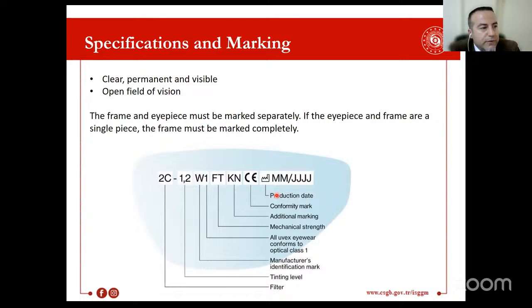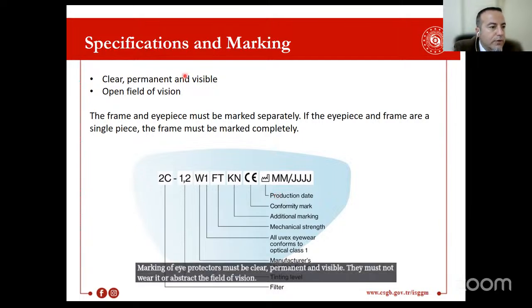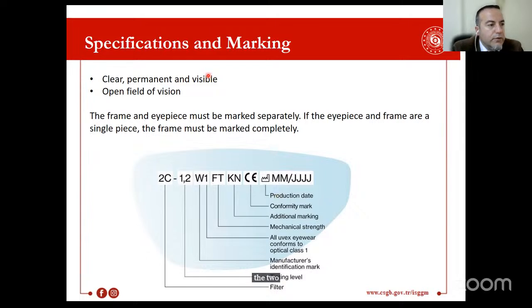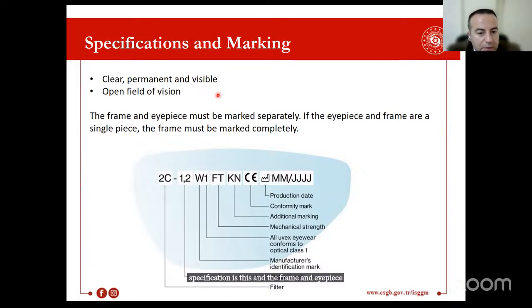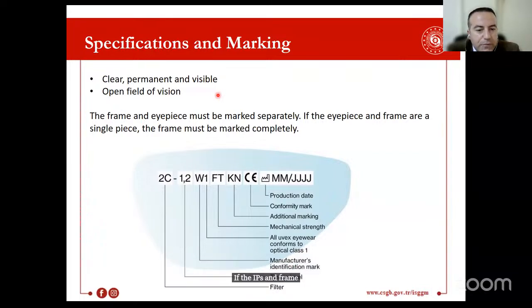And marking and specifications. Marking of eye protectors must be clear, permanent, and visible. They must not violate or obstruct the field of vision. One of the specifications is this: the frame and eyepiece. What's the frame and eyepiece? The light transmitting part of the eye protectors, such as lens, viewfinder, shield made of glass or plastic material that allows vision, must be marked separately. If the eyepiece and frame are a single piece, the frame must be marked completely.